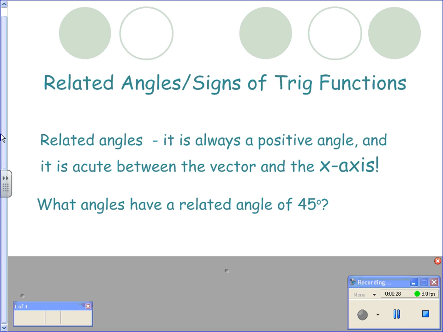All right. Related angles. They're always going to be positive, and it's acute between the vector and the x-axis.